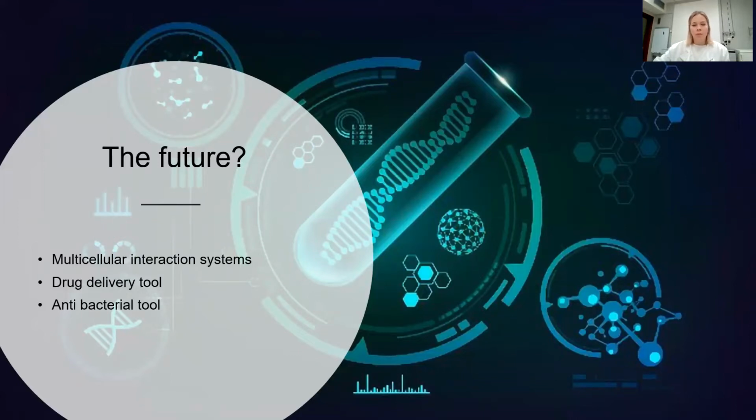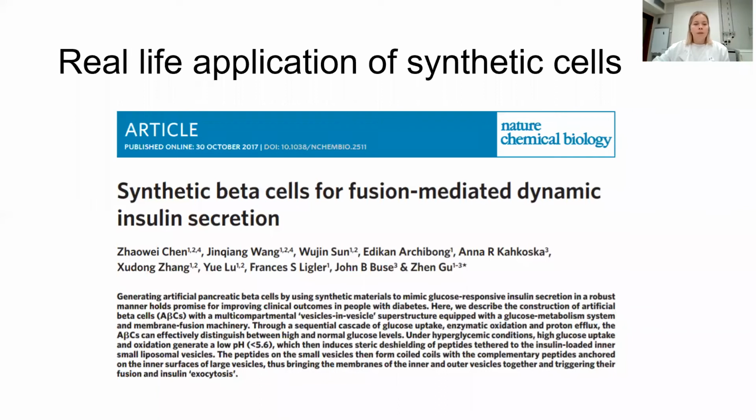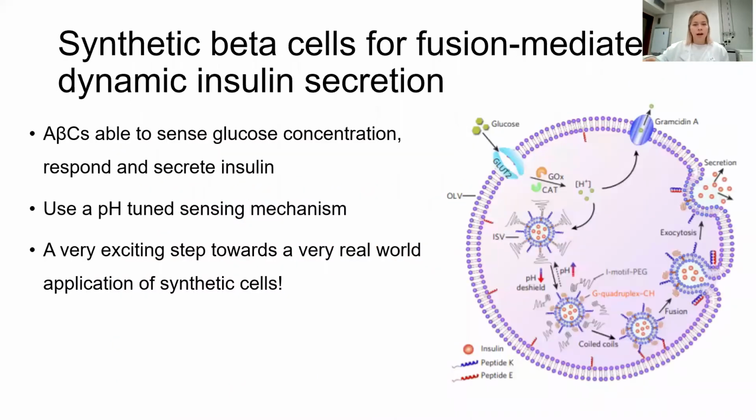I also just wanted to talk about one more real-life application of synthetic cells that's been seen. This paper talked about synthetic cells that have been made to secrete insulin, which is very exciting. These cells that the researchers created were able to sense glucose concentration by a pH-tuned mechanism and respond to this by secreting insulin. This was a bit of an older paper, but it shows very exciting potential applications for this and the synthetic cells that I talked about today.